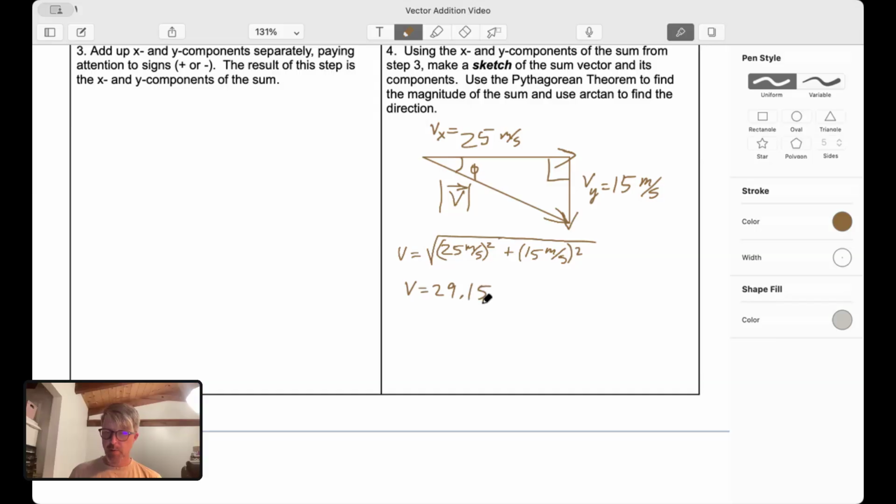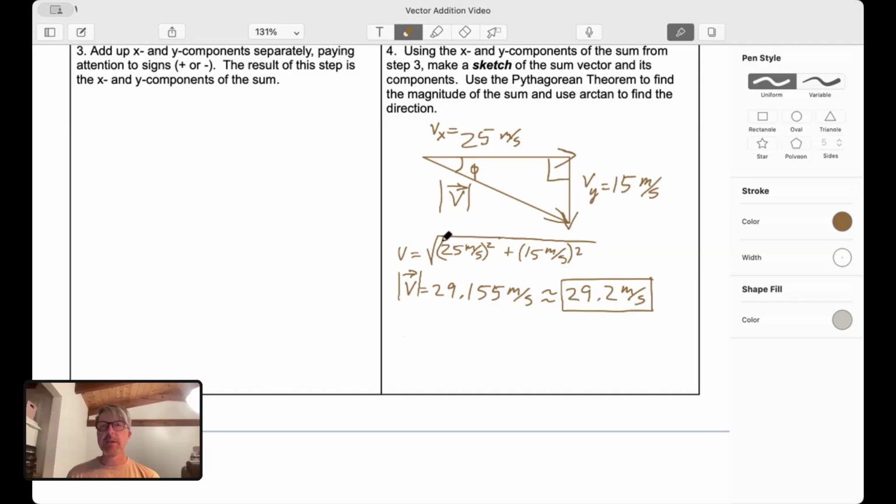I'll give it a little more, 29.155. I'll put one more digit on there because I don't want to have a round off error. Now I will round my final answer to 3 digits. So it's 29.2 meters per second. That's the total speed, the magnitude of the vector V.